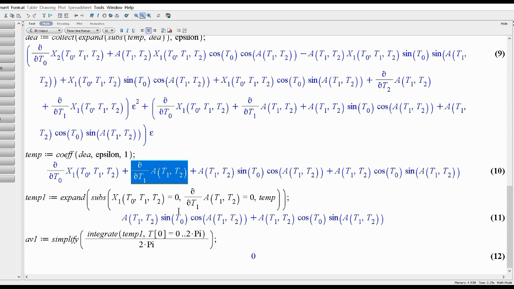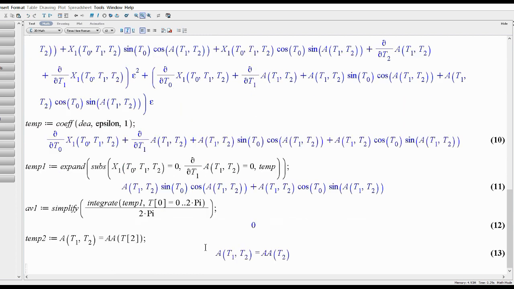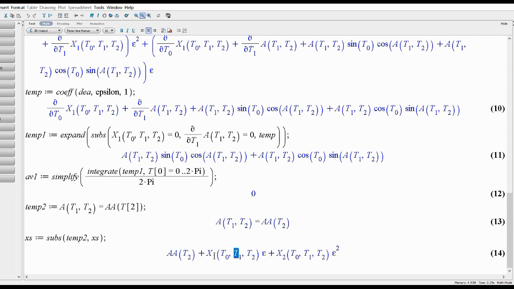What does that tell you? That tells you that the derivative of a with respect to t1 is 0. That means a is a function purely of t2. Okay, so here we go. We say temp 2 is this. A is actually a of t2 alone. And then we say xs is equal to substitute temp 2 in xs. So all I have is this here and then something times epsilon.